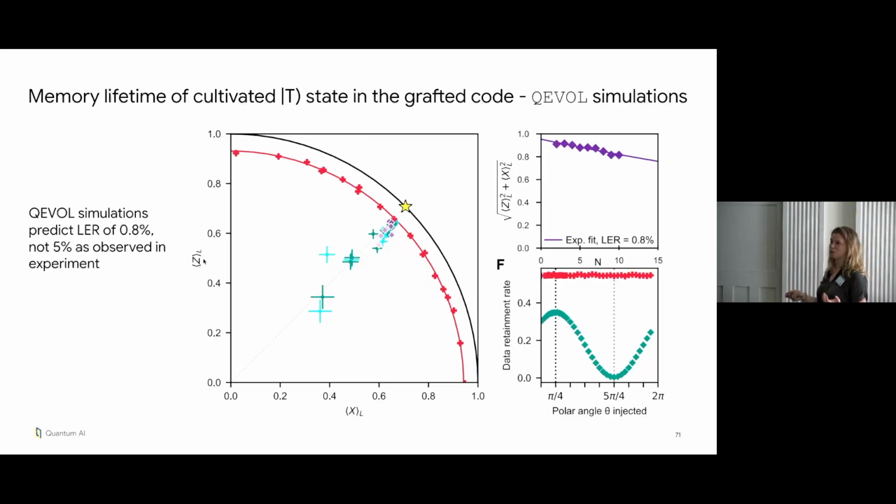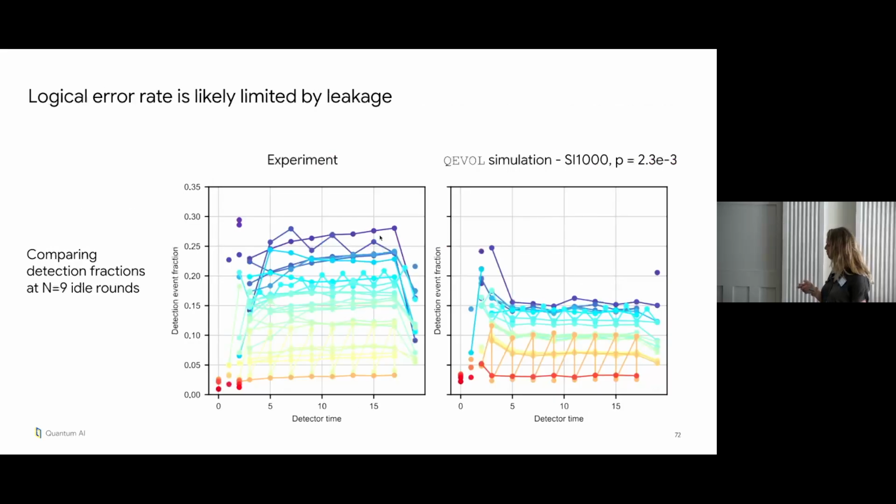The reason is population leakage outside of the computational subspace, which is not included in simulations at this stage. If we don't include leakage and we include a depolarizing noise model, we should have a much better logical error rate, and the state should be closer to the axis of the magic state. The way that we know that population leakage is a problem is by looking at the detection fractions and how they change over time.